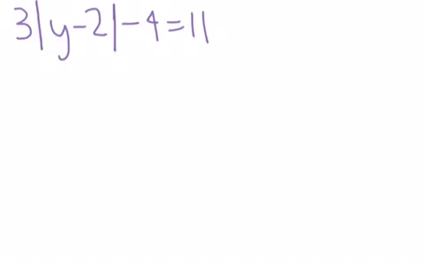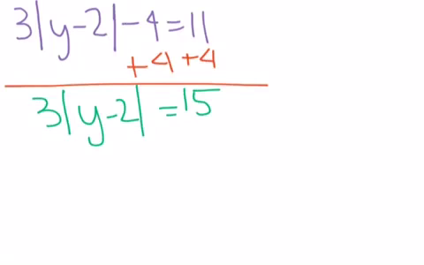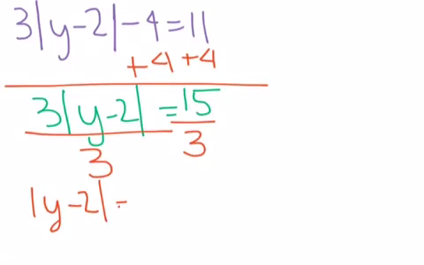absolute value bars, whatever is inside of it. So let's first add 4 to both sides to get rid of it. We have our absolute value of y minus 2, close absolute value bars, equals 15. We've got to get rid of that 3 to isolate the absolute value expression. So let's divide by 3 on both sides. Then we've got the absolute value of y minus 2 equals 5.